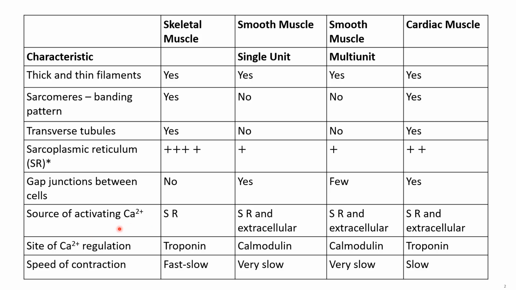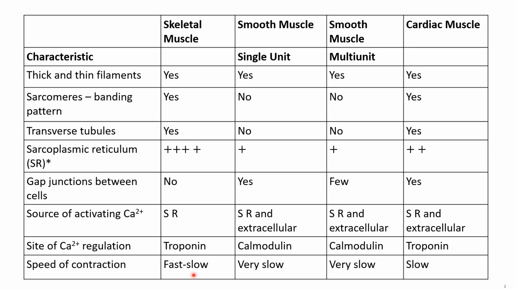The source of the triggering or the activating calcium in skeletal muscle is exclusively the sarcoplasmic reticulum, whereas in smooth and cardiac muscle, aside from the SR, extracellular calcium also plays a role. Calcium is regulated by troponin for skeletal and cardiac muscle, whereas there is a different kind of protein which regulates calcium in smooth muscle, which is called calmodulin.